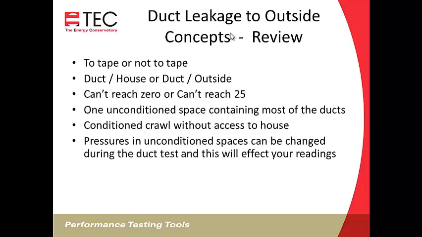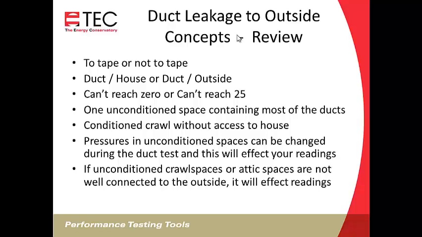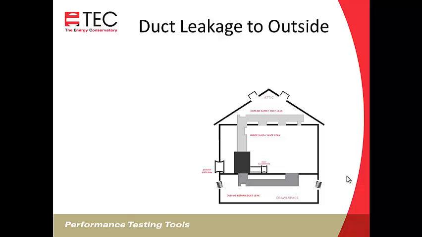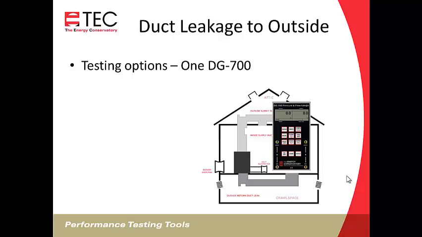Basic concept: pressures in an unconditioned space can be changed during the test, and this will affect your readings. And another concept, if unconditioned crawl space and attic are not well connected to the outside, then it will affect your readings. In this section, we're going to be talking about some ways that you may not have been aware of that you could do a duct leakage test to the outside. You can do the test with one gauge, with one DG700.